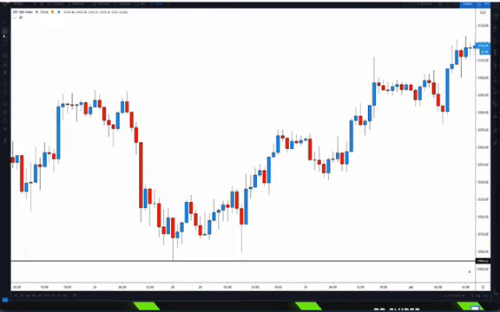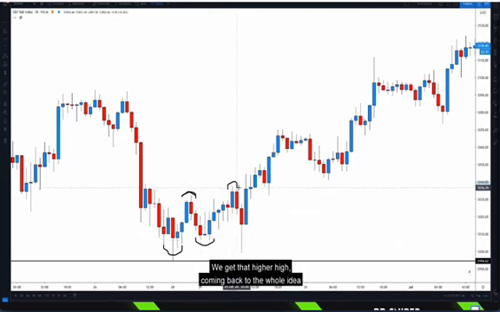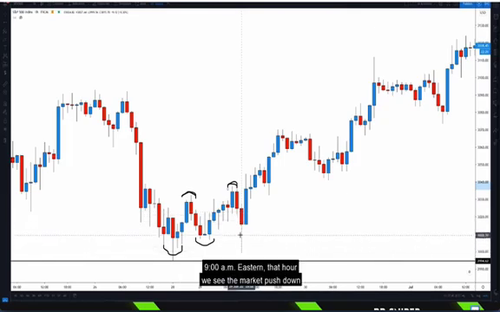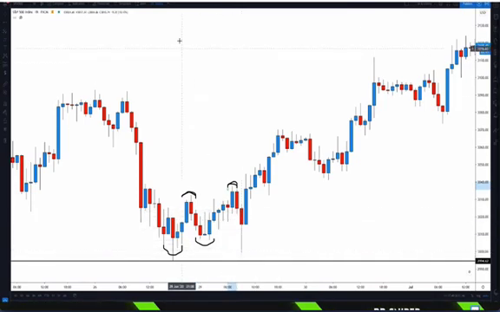So if we're reading the structure, we had market open, push down. We come up. And then we get that higher low. We get that higher high. Coming back to the whole idea of price and time. New York open candle, 9 a.m. Eastern, that hour. We see the market push down one more time.